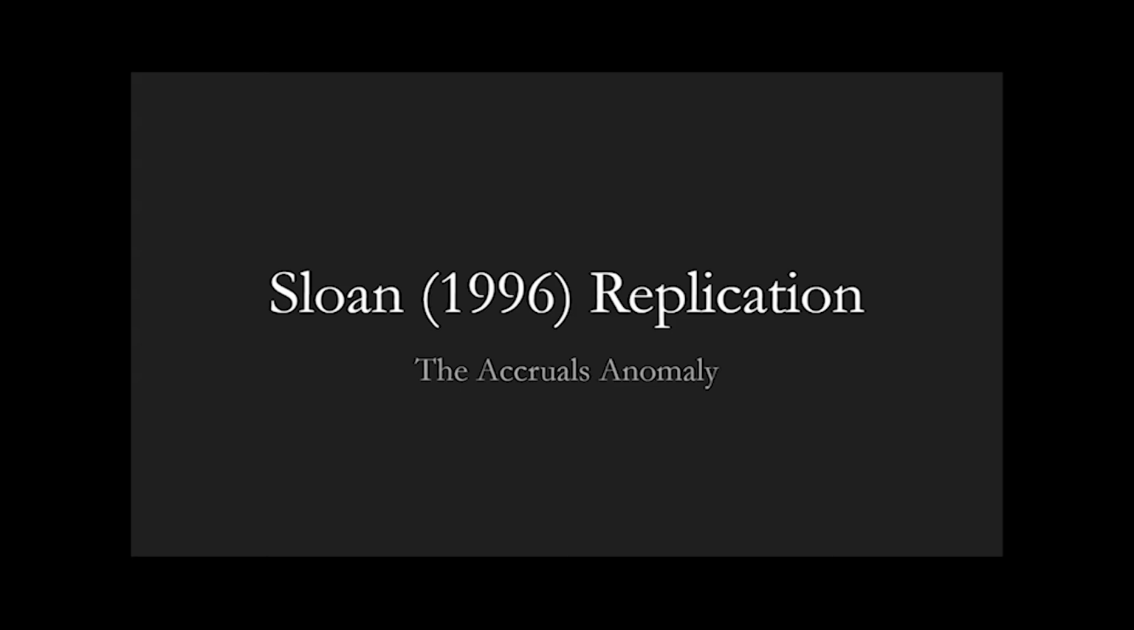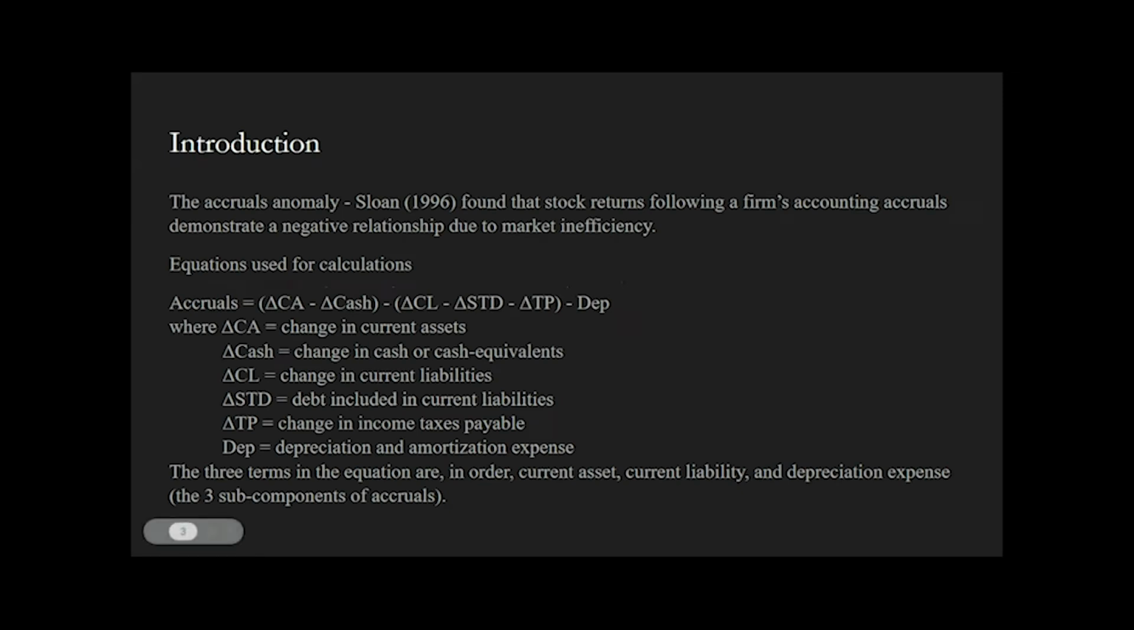Hi all. In this presentation, we will go over the replication of Sloan 1996, which is the accruals anomaly. The accruals anomaly is the phenomenon that firms' accounting accruals have a negative relationship with the subsequent stock returns.